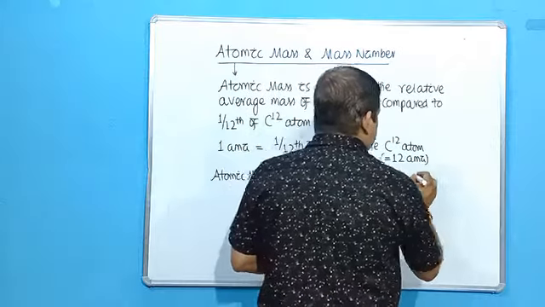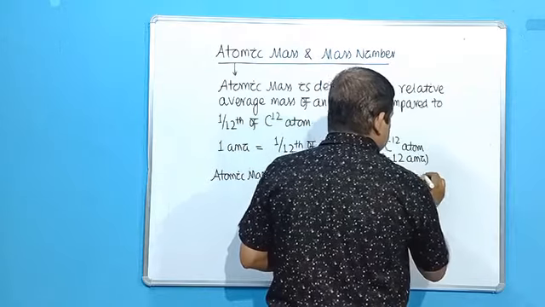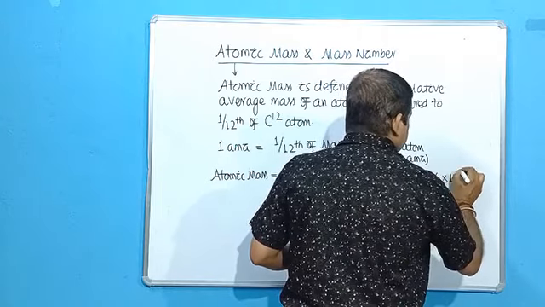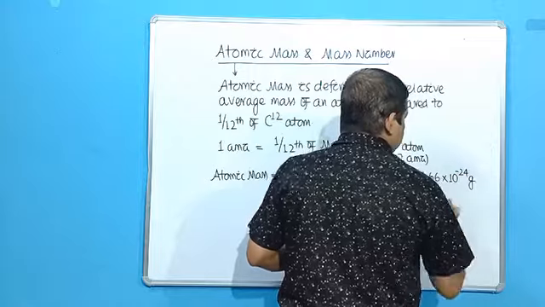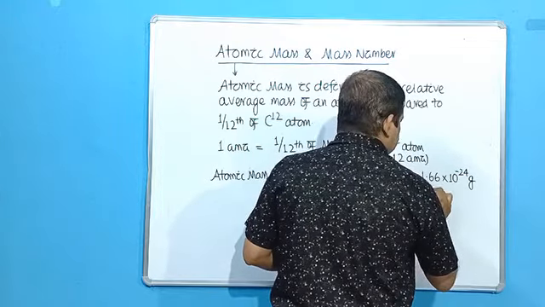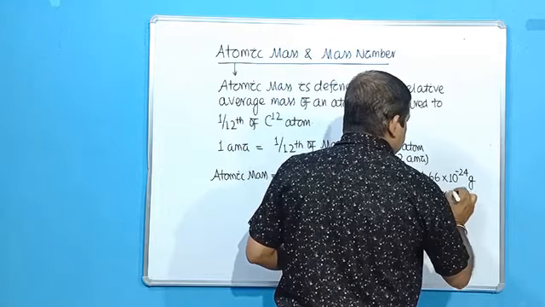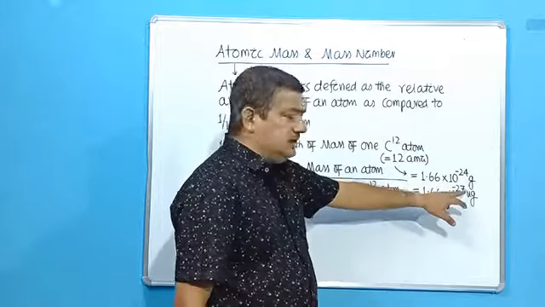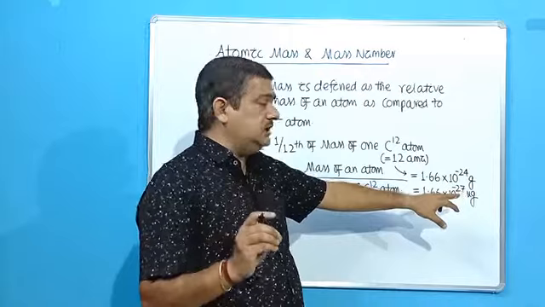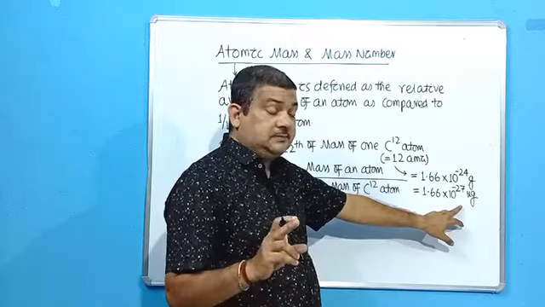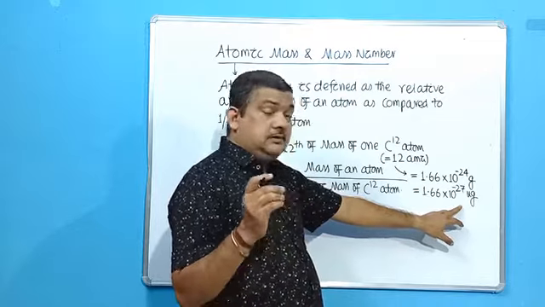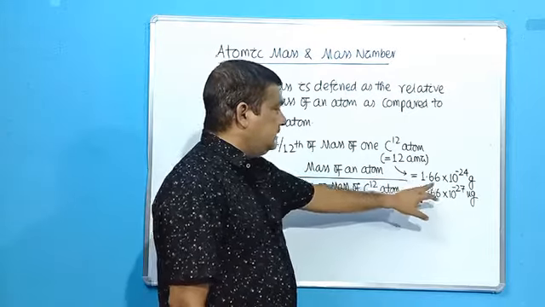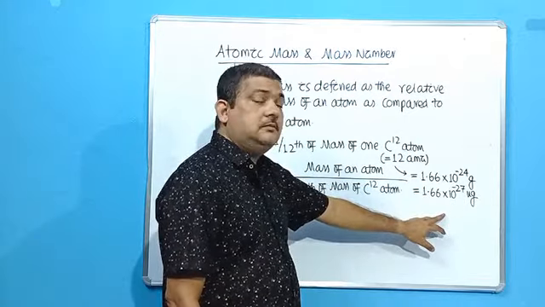So what is 1 AMU? 1 AMU is equal to 1.66 into 10 to the power minus 24 gram, or 1.66 into 10 to the power minus 27 kg. 10 to the power minus 24 gram means it's a very small unit as compared to gram. 10 to the power minus 27 kg means a very small unit as compared to kilogram. 1 AMU is 1/12 of the mass of one carbon-12 atom, or in terms of gram and kilogram these are the values you must remember.